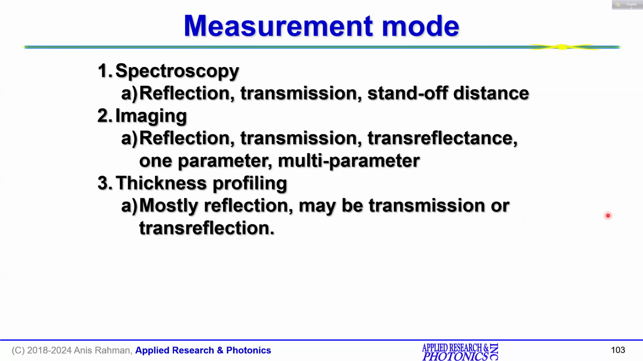And then in spectroscopy, reflection, transmission, standoff distance, etc. Those are the experimental details that an experimentalist can choose. And then measurement can be done, reflection, transmission, or transreflectance. Either one parameter or multi-parameter measurements can be done, and so on.